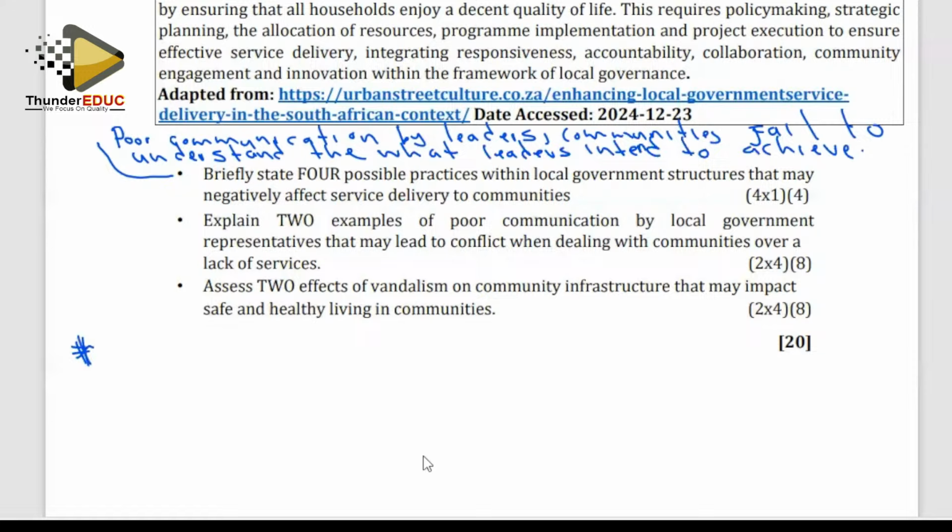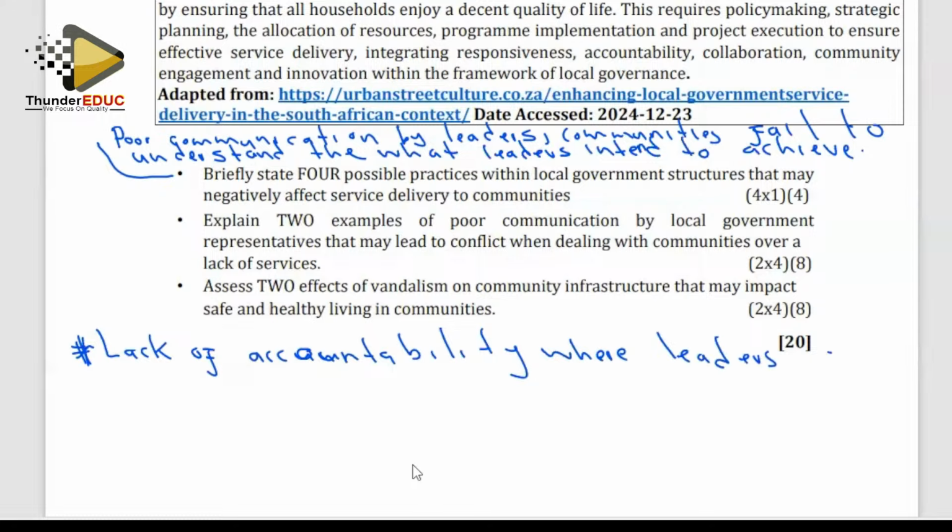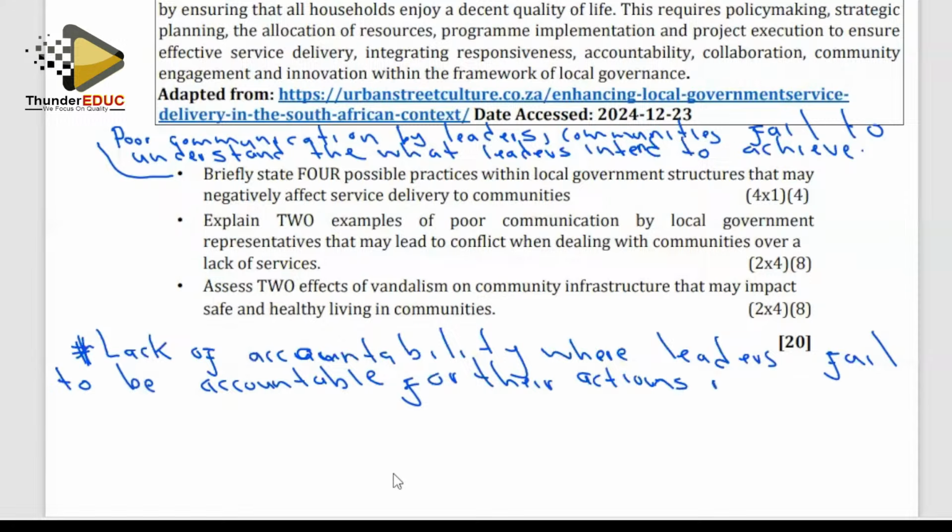So the next thing is lack of accountability. There is a problem of lack of accountability, where leaders fail to be accountable for their actions, resulting in poor service delivery. So lack of accountability is also another factor.